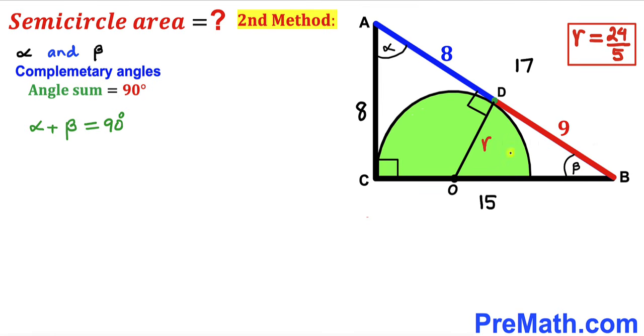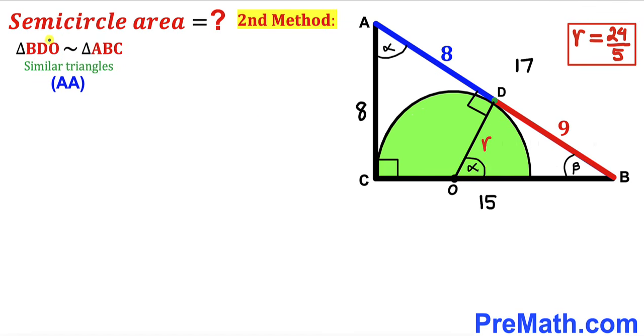And now in this right triangle BDO, this angle is beta. We know this angle is a 90 degree angle. So therefore, this angle has got to be our angle alpha. So therefore, we could see that these two right triangles, the right triangle BDO and this big right triangle ABC, are our similar triangles according to the angle-angle similarity theorem. And here's our right triangle BDO, and this whole big right triangle is our triangle ABC.